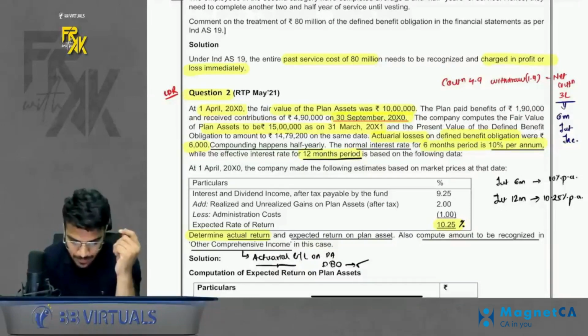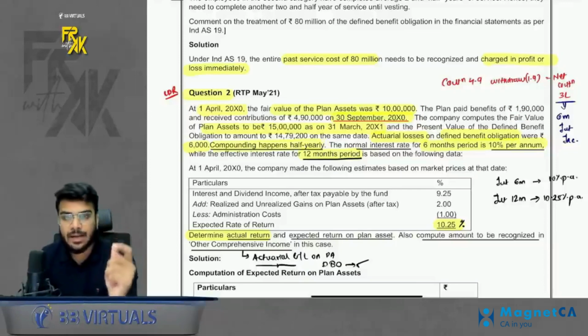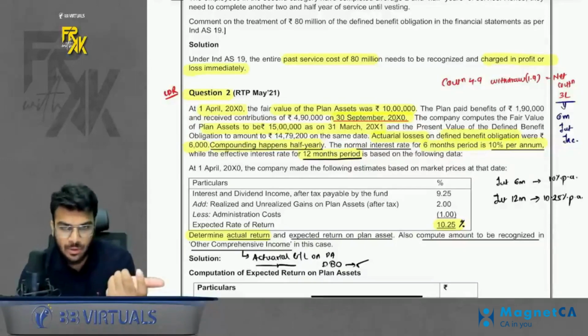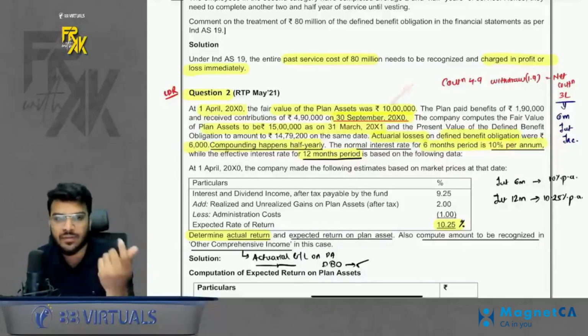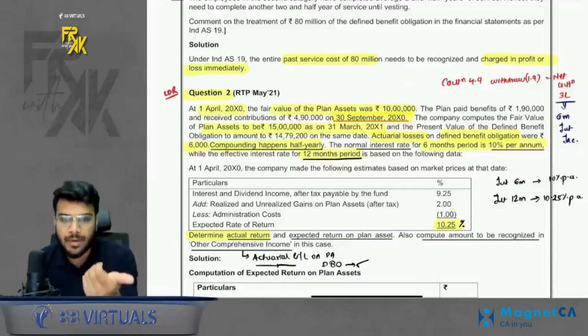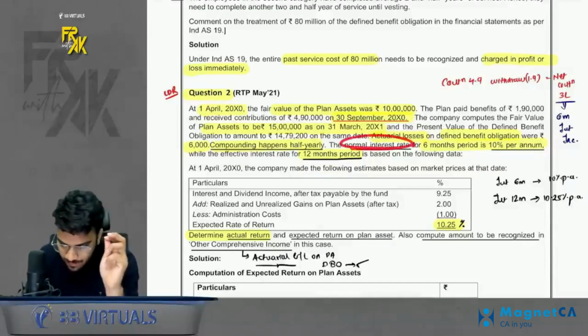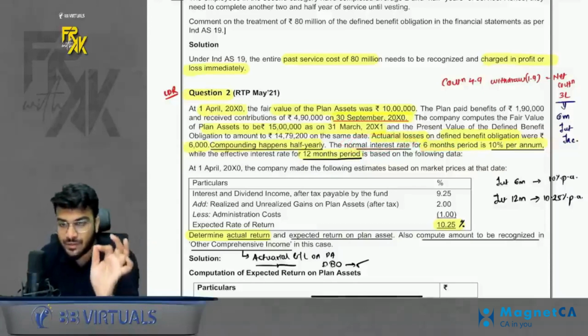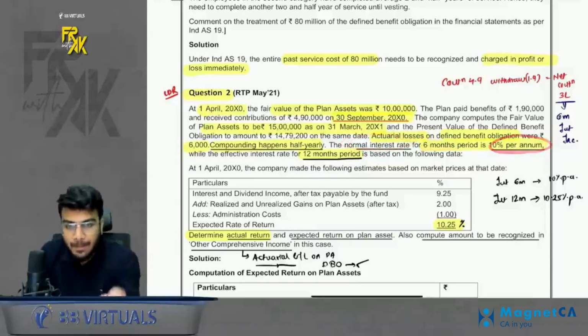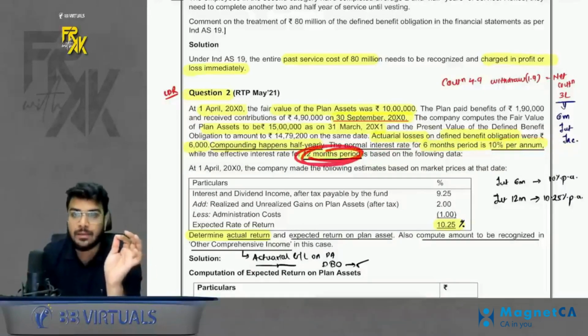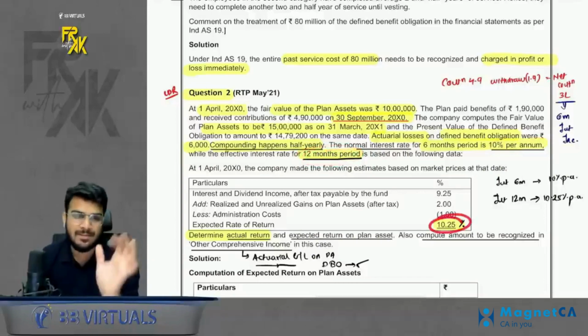Here the compounding happens half yearly. That means the rate which will be applicable to 6-month interest will not be the same as 12-month interest. Because if you are receiving 12-month interest on any figure, you will receive it in a compounded manner, right? So two rates have been given here. One, if you receive interest for 6 months, the normal interest rate for 6 months is 10% per annum. But if you receive interest for 12 months, you will receive it at 10.25% per annum.